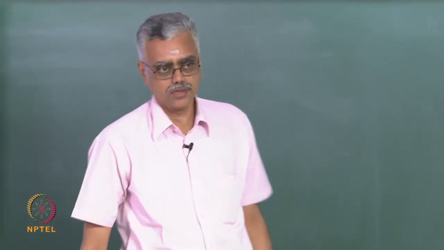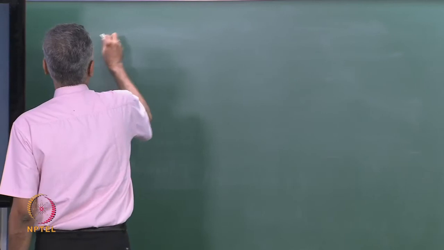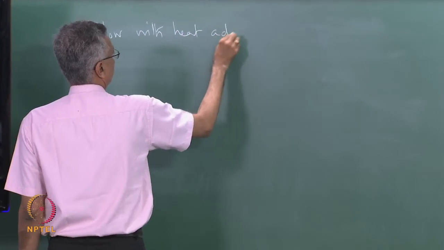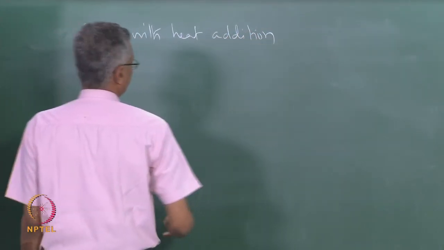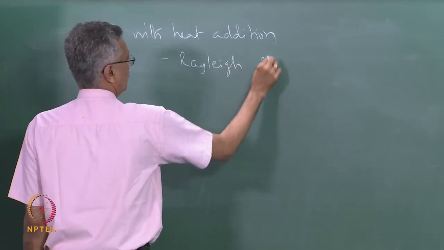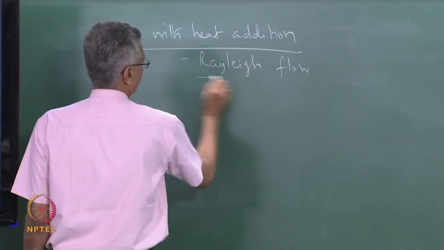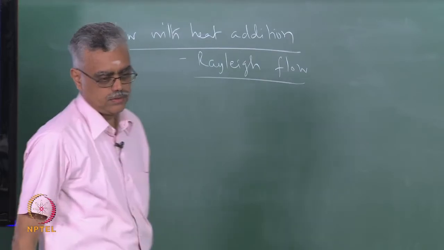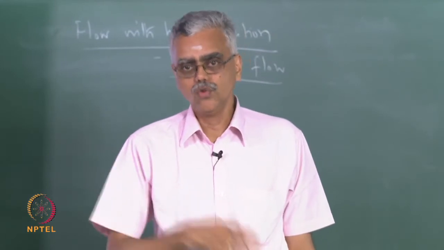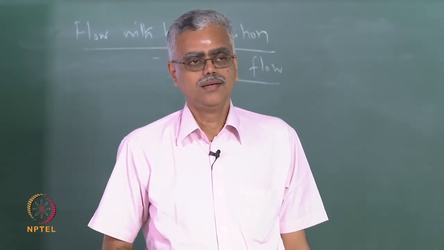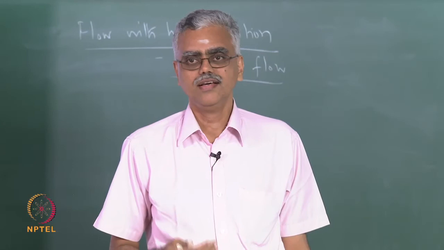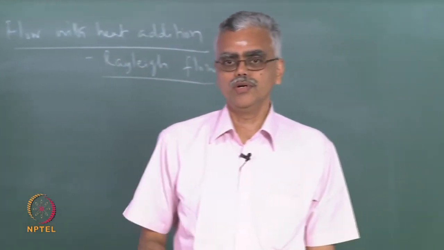The next chapter that we are going to look at is flow with heat addition, which is also known as Rayleigh flow. The theory that we are going to discuss here applies whether you are adding heat to a flow or removing heat from a flow. Both are okay, but removing heat from a flow is very rarely seen in a real life application, whereas addition of heat to a flow is seen very commonly in combustors, right.